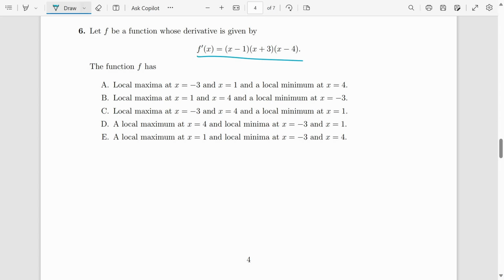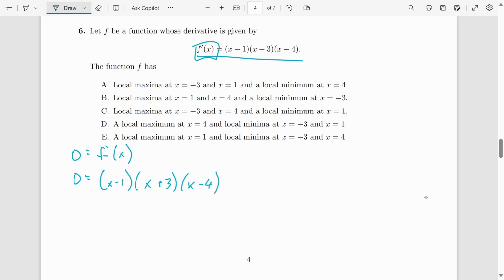So this is a critical points question, so you always need to know what your critical points are if you want to find out what the maxima and minima are. So let's go ahead and find the critical points. To do that, we just set f's first derivative equal to 0 and then solve for x. They were really nice to us and literally just gave us f prime of x, so we didn't even need to calculate that. Just go ahead and plug it in. So 0 equals x minus 1 times x plus 3 times x minus 4.